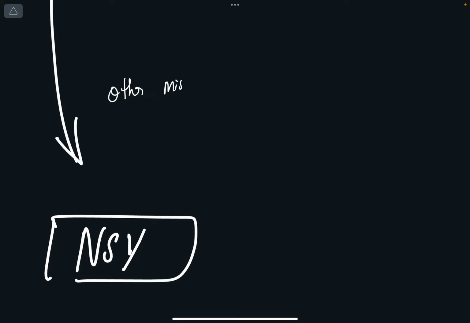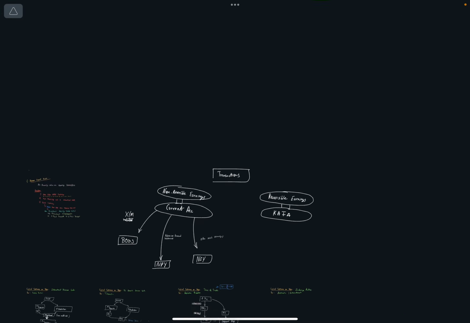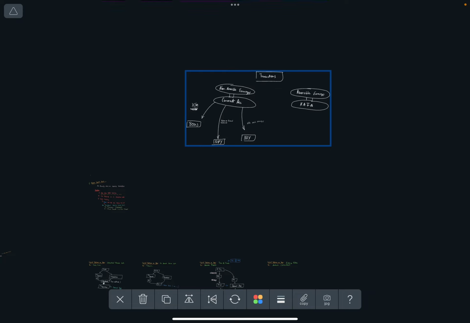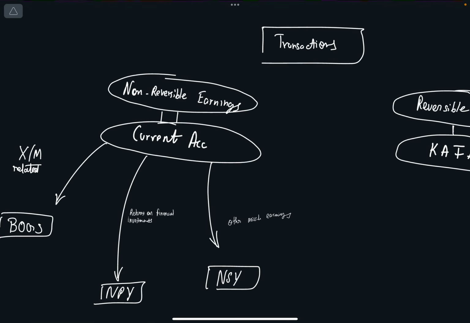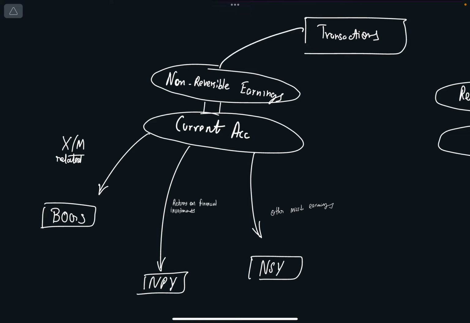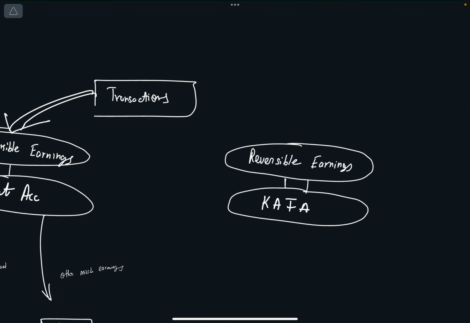Other miscellaneous earnings. So all you need to know, if it's a net secondary income, it's miscellaneous. And if it's a primary income, well, it's transactions that are related to returns on financial investments. So that, bro, is all you need to know on the current accounts. I mean, of course, we're going to go into depth, but that is the high level overview. Then you can do the same on this side for KAFA.